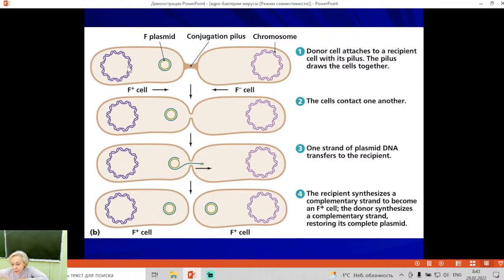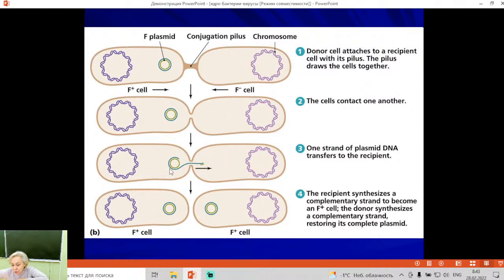The donor cell attaches to a recipient cell with its pilus, forming a bridge between two bacteria. The pilus draws the cells together. The cells contact one another.